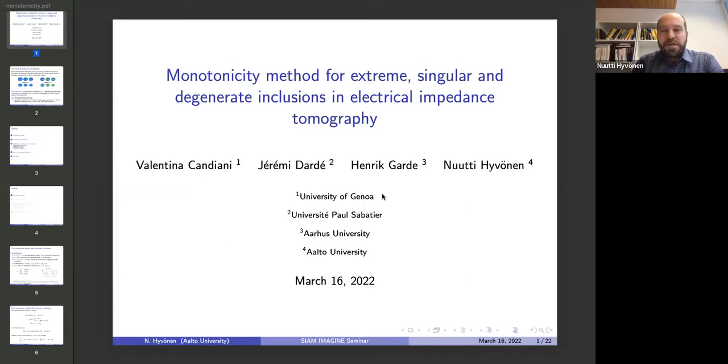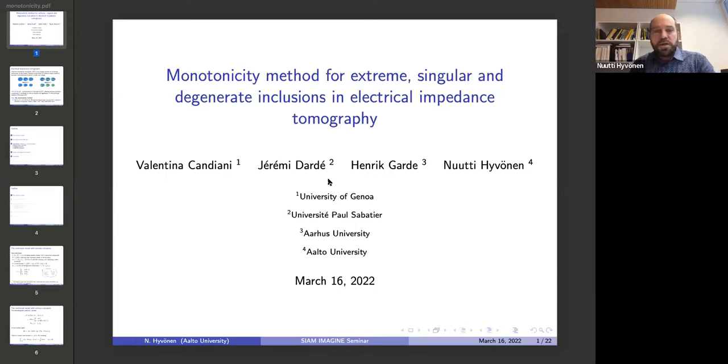So these are kind of extreme cases, and of course these kind of things, at least for extreme inclusions, have been considered already previously. Maybe the parts about degenerate and singular inclusions are slightly newer in general. Anyways, for the monotonicity method, these extreme inclusions that are either ideally conducting or insulating haven't been really considered before this work.